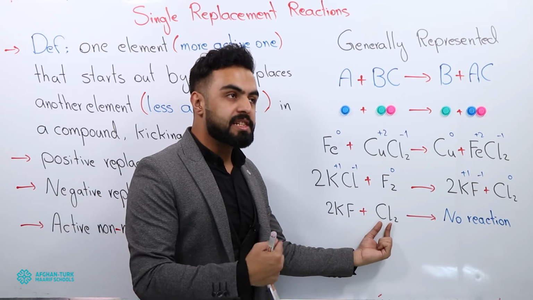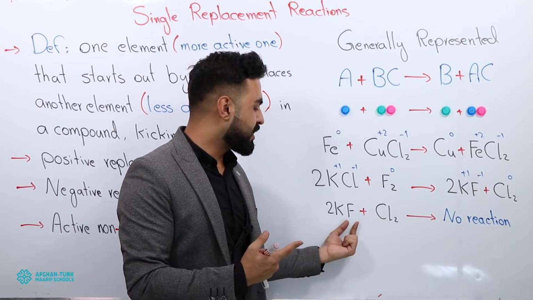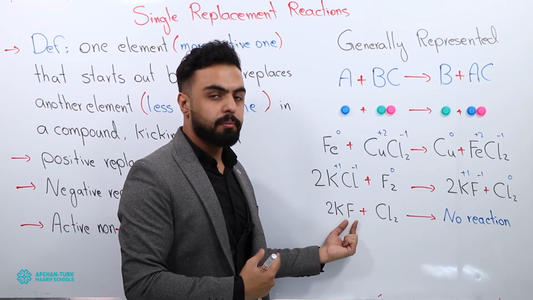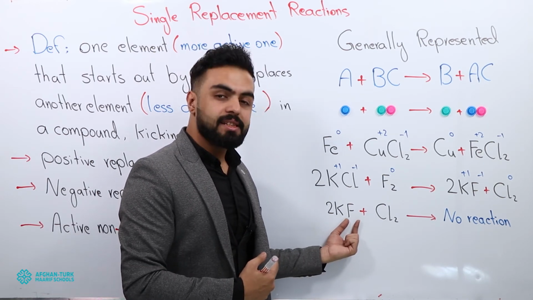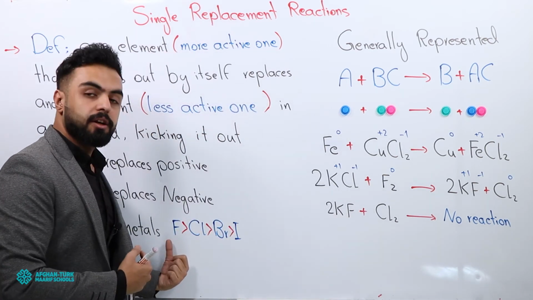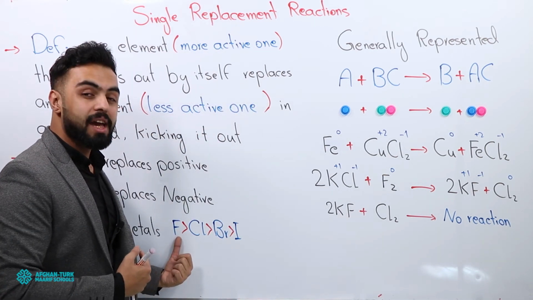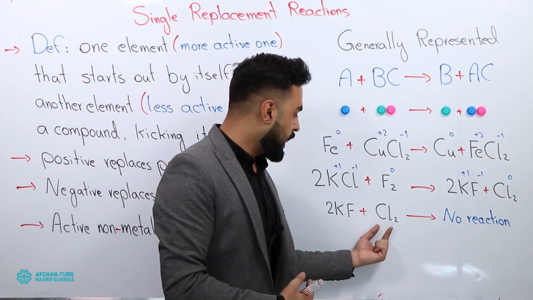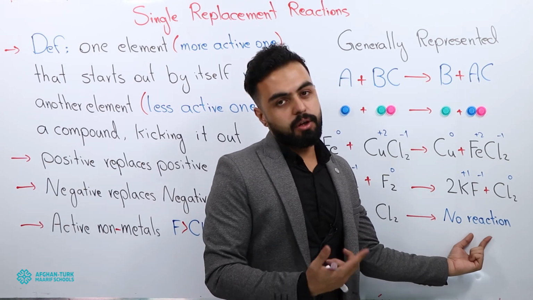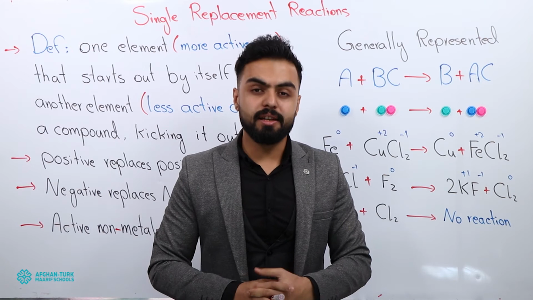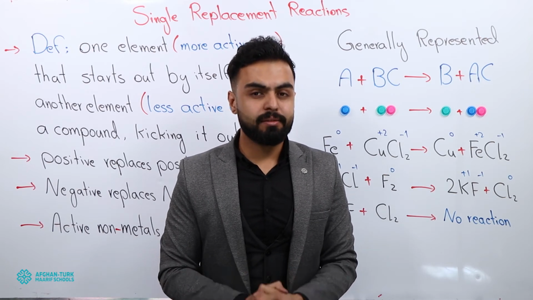Chlorine will take a negative charge, so it can only replace the negative elements in the compound. And the negative element in the compound is actually fluorine. So fluorine, here we study, fluorine is much more active. Chlorine cannot replace the fluorine. So that's why the result is no reaction. So that was all about single replacement reactions.